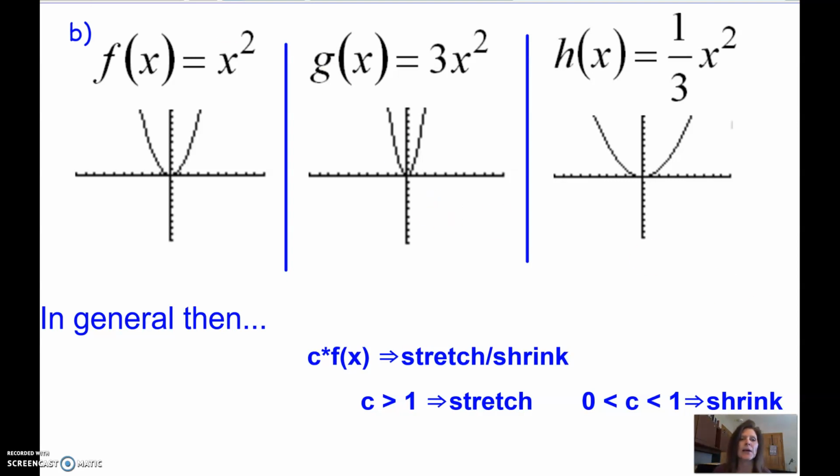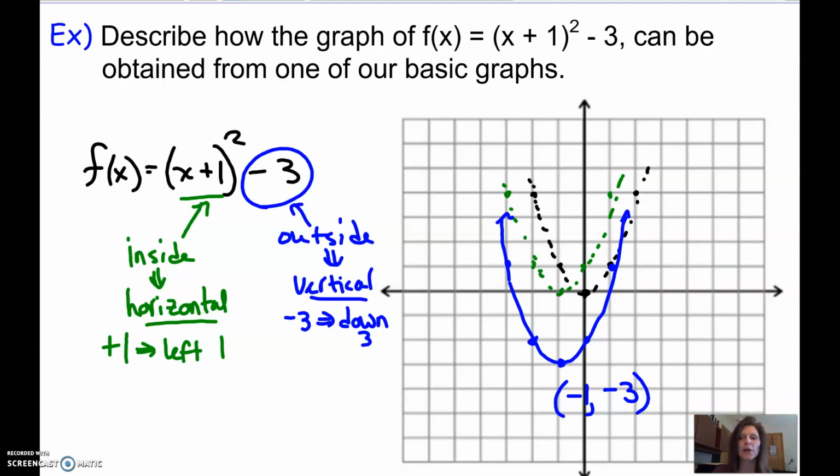Okay, let's see it in practice. Here is a problem where I have f of x is equal to the quantity x plus 1 squared, minus 3. I don't want to plot points. I don't want to grab the calculator. I just want to look at this and say, okay, it's a square function, so here's my black basic parabola. The inside part here says you're changing it horizontally. Because it's a plus, I know horizontal is the weird one. It's actually going to move it backwards.